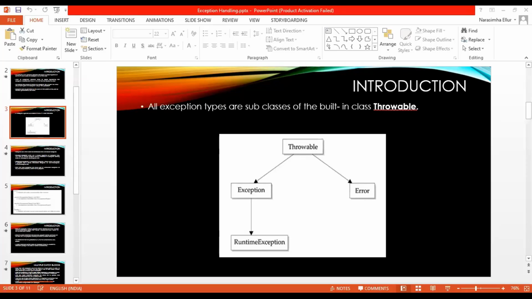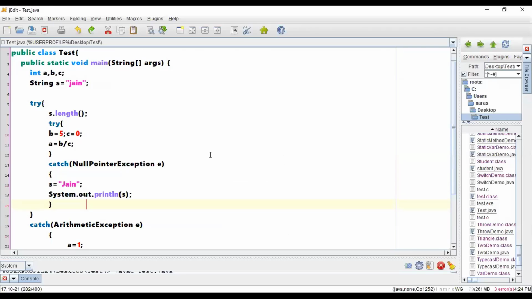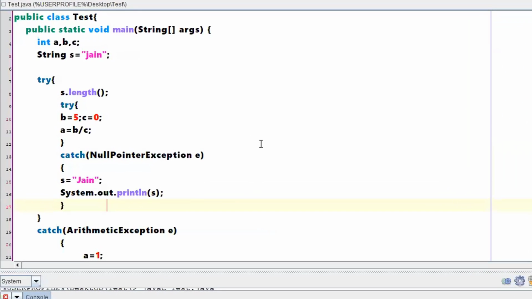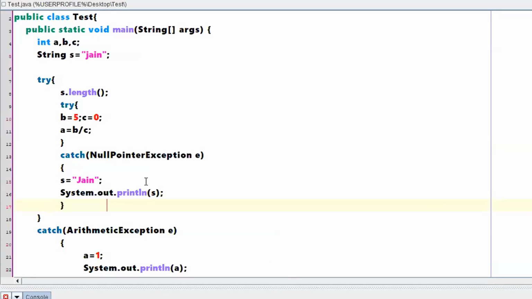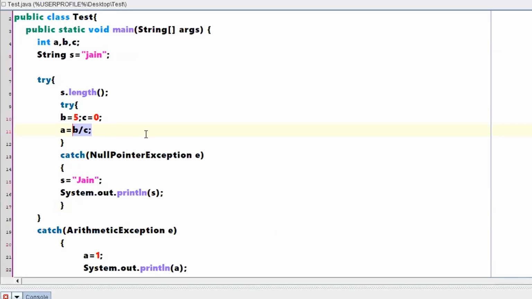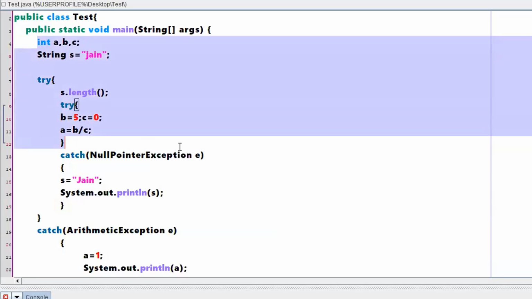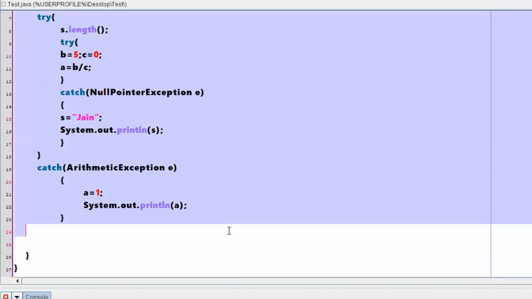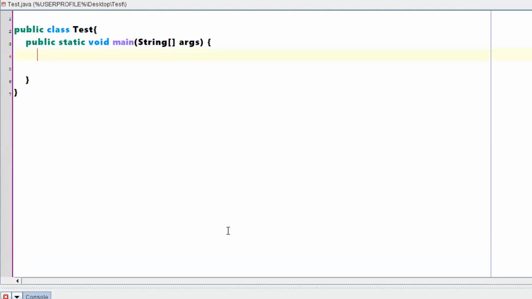Be clear with the statement: I am saying throwing an exception explicitly. Normally, whenever there is an error, only then is the exception raised. But my intention is not that. My intention is, whenever I feel like throwing some exception, I can throw that particular exception. Sir, how? Simple.